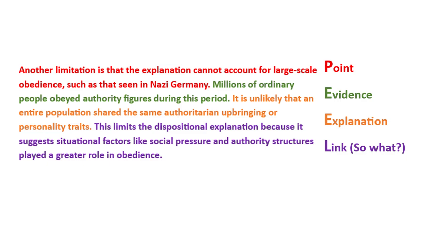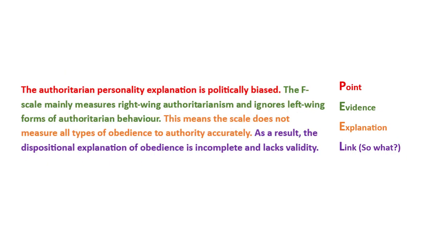The authoritarian personality explanation is politically biased. The F-scale mainly measures right-wing authoritarianism and ignores left-wing forms of authoritarian behavior. This means the scale does not measure all types of obedience to authority accurately. As a result, the dispositional explanation of obedience is incomplete and lacks validity.